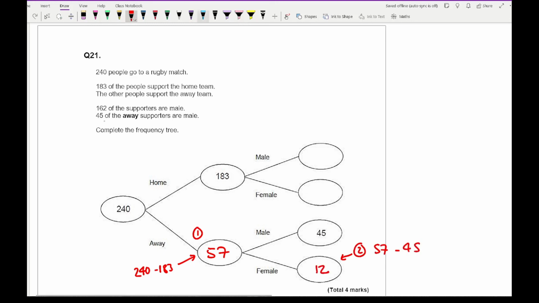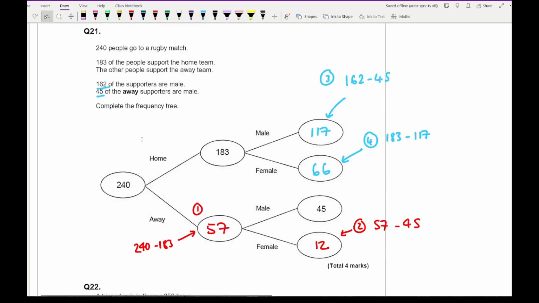Now to work out the number of males, it says that 162 are male and 45 of them are in the away section. So to work out this block here, I need to do 162 minus 45, so this is number 3 that I'm filling in, and that gives me an answer of 117. And then to work out this one here, all I need to do is the total, which is 183 of the home supporters, take away the males, and that gives me an answer of 66.